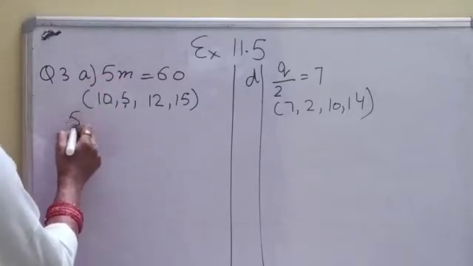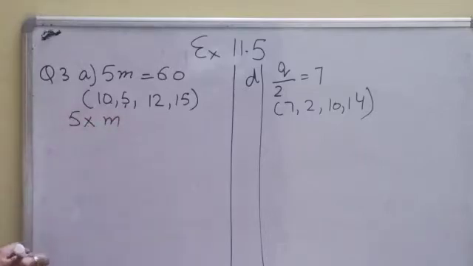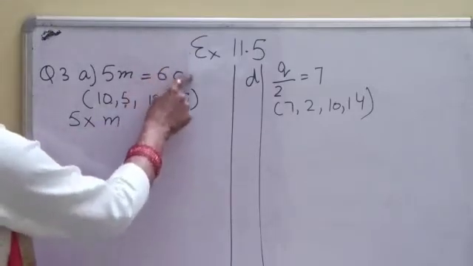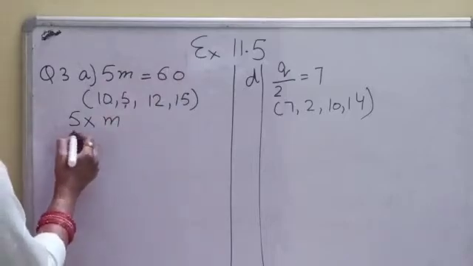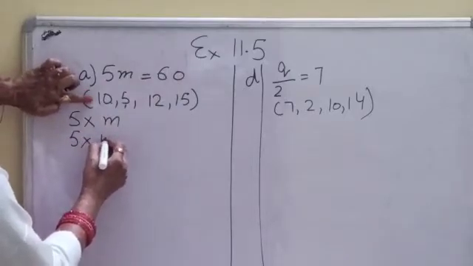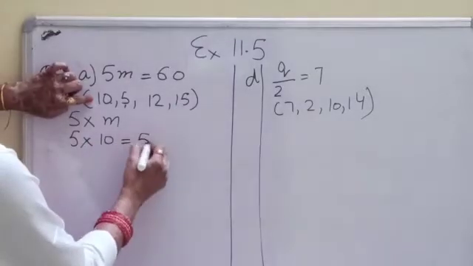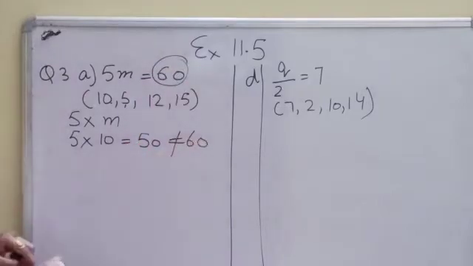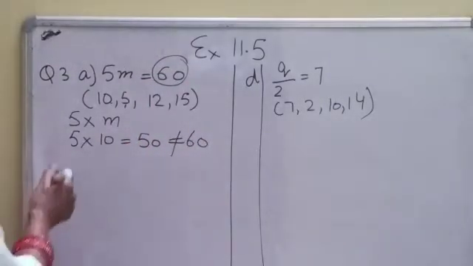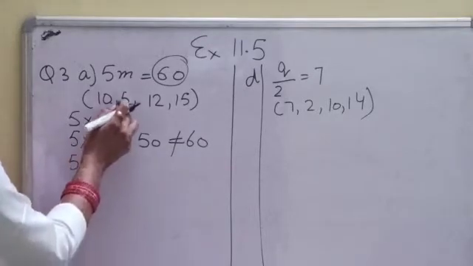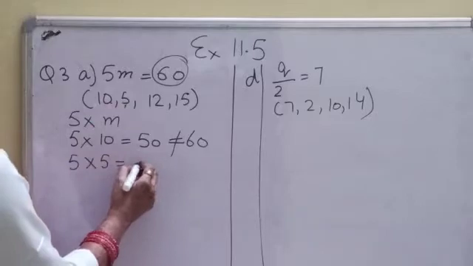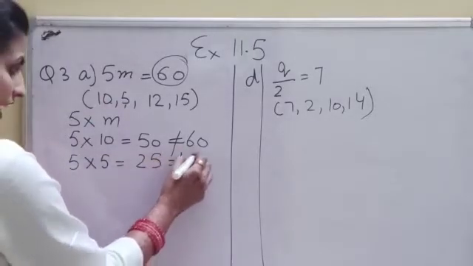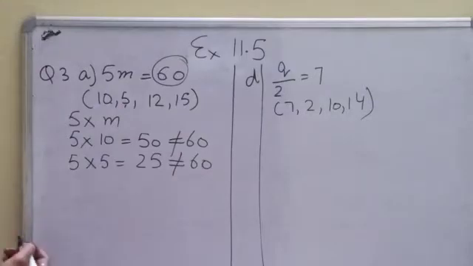So 5m means 5 into m. These are the values of m. One by one we will put them instead of m and check whether it is equal to 60 or not. First take it as 10. 5 tens are 50, but 50 is not equal to the other side, 60, so it is not satisfying. Then instead of m, let's give the next value 5. 5 fives are 25. Again it is not equal to the other side, that is 60.